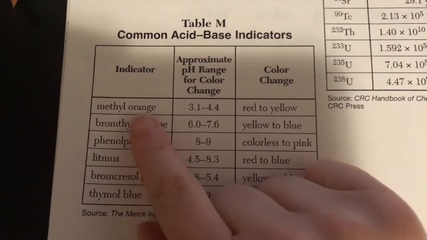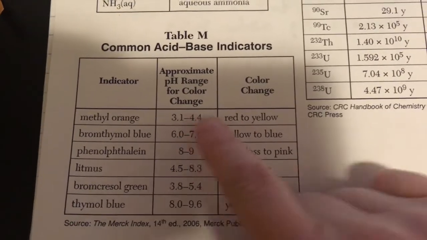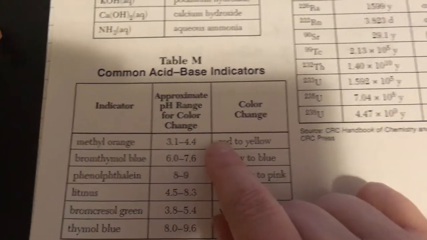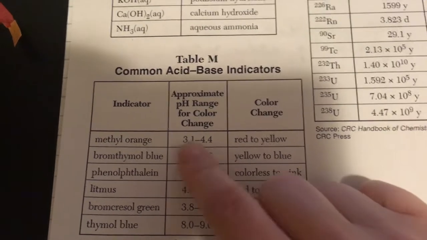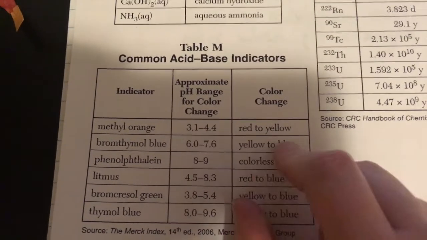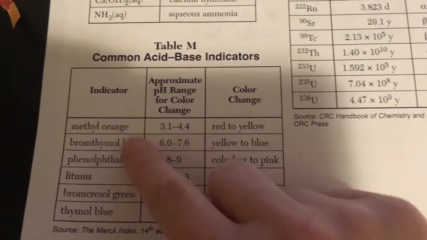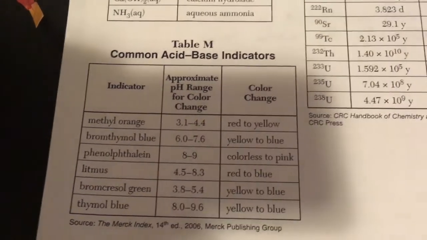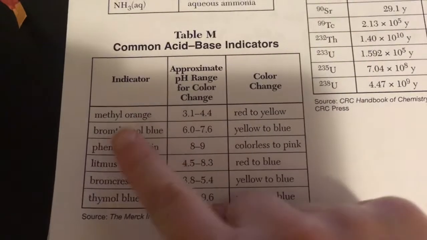So for example, methyl orange is red at a pH below 3.1 and yellow when the pH is above 4.4. And if you're in between 3.1 and 4.4, it's in the middle of turning from red to yellow, so it'd be an in-between color. It'll be orange. The indicator that's most commonly used in titration is phenolphthalein.